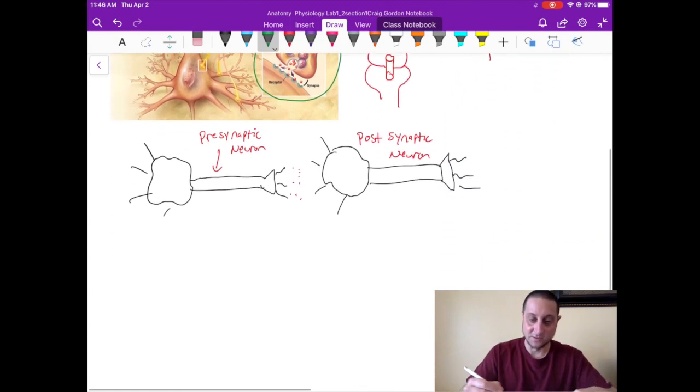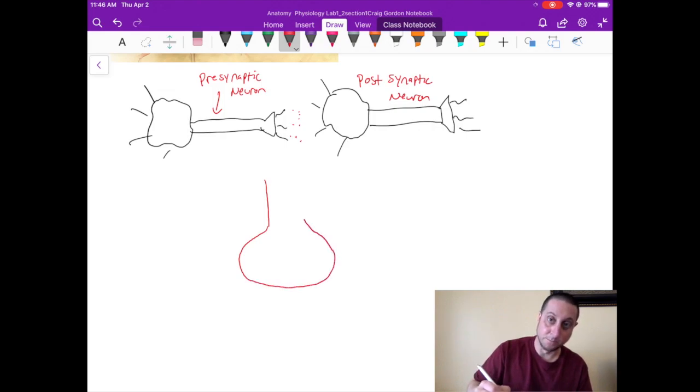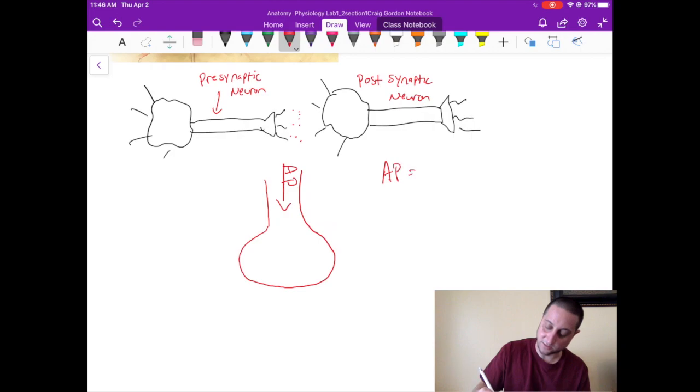Alrighty, so we're going to draw this here. This is my axon. There's my axon terminal. Sometimes it's called the synaptic bulb. A lot of different terms for things here. Alright, so we have our action potential going on down. Action potential, AP. AP is the action potential.